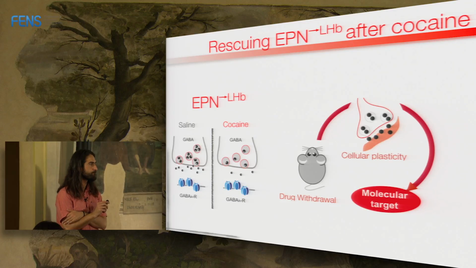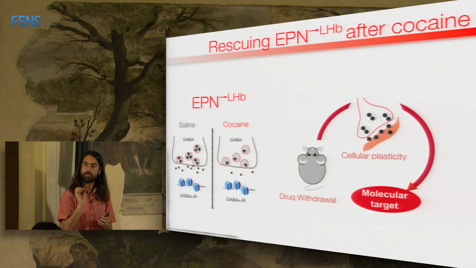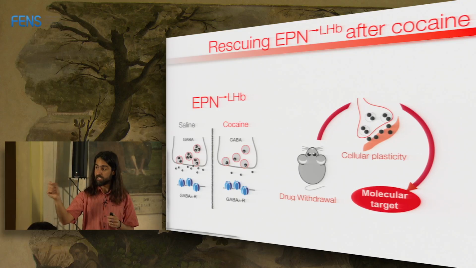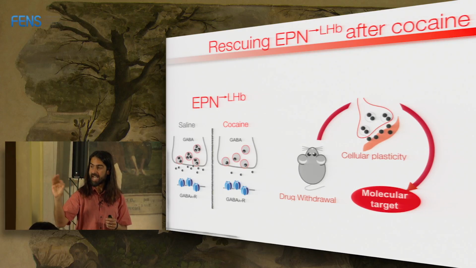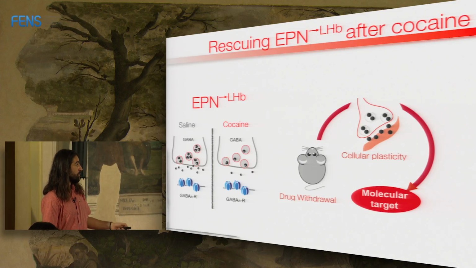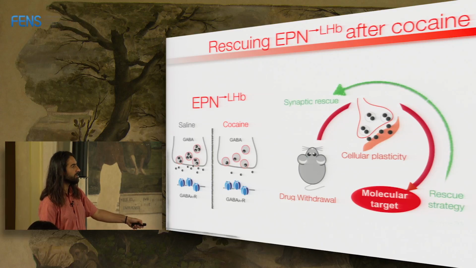So, if that was true, can we causally demonstrate this? Can we really make sure that our cellular plasticity is indeed due to only this VGAT modification? So, we basically wanted to control this molecular target that we've identified, the VGAT, and design a rescue strategy to rescue the synaptic phenotype.